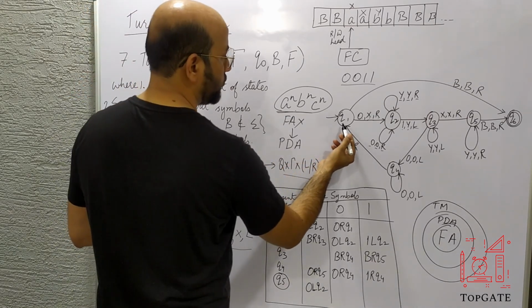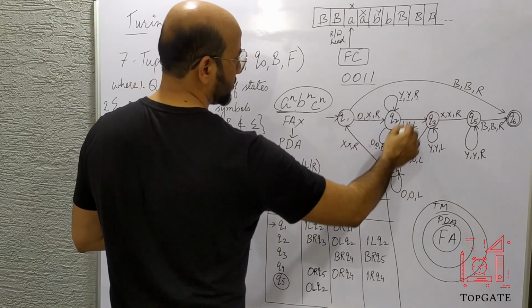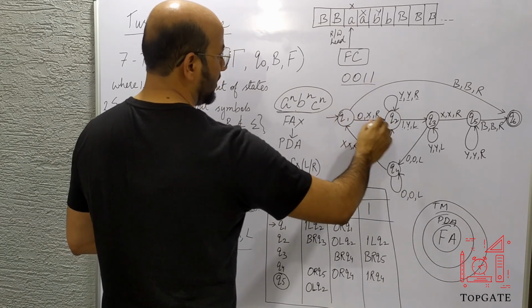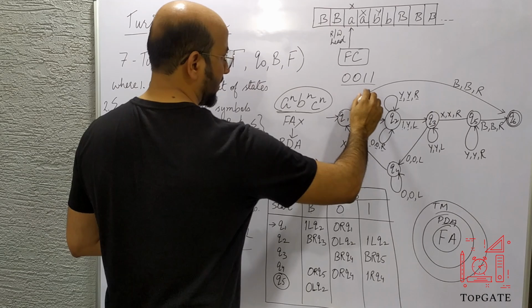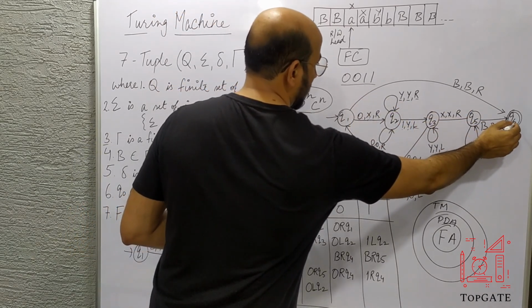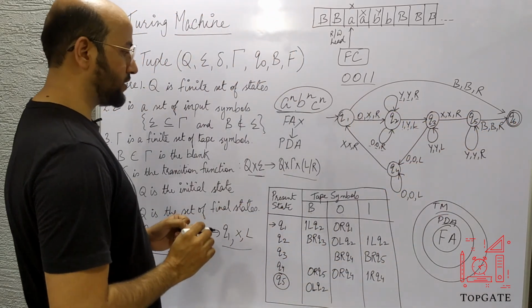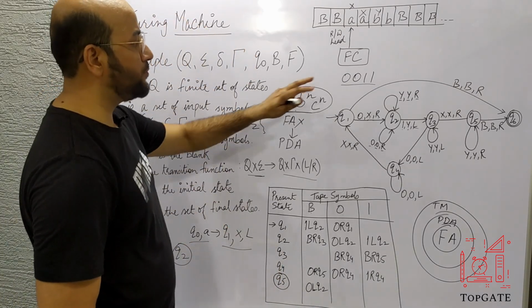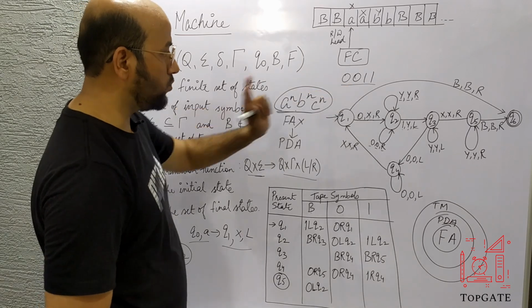So we'll start with Q1 and then we'll hop around the states, while reading the input string 0, 0, 1, 1, and finally I should read all these elements and go on to the final state Q6. So let's start doing this one. Find the computation sequence of the input string 0, 0, 1, 1.